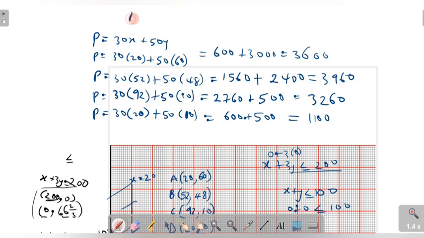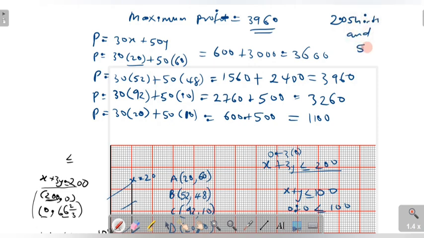So the maximum profit is equal to 3,960, and x was the number of shares. So the number of shares to be sold to maximize profit will be 20 shares and 50 pairs of pants.